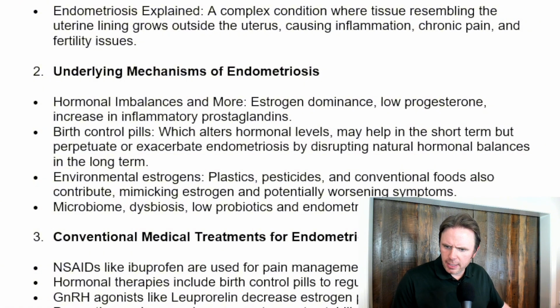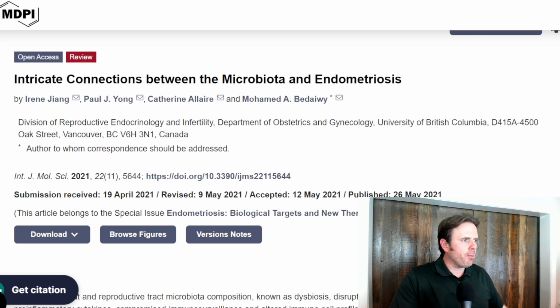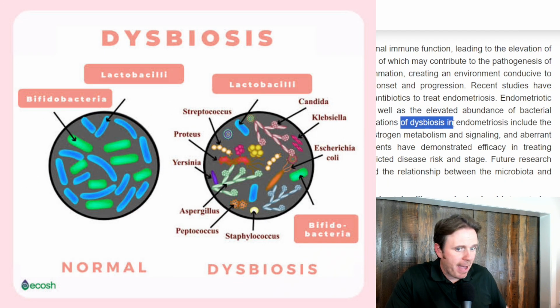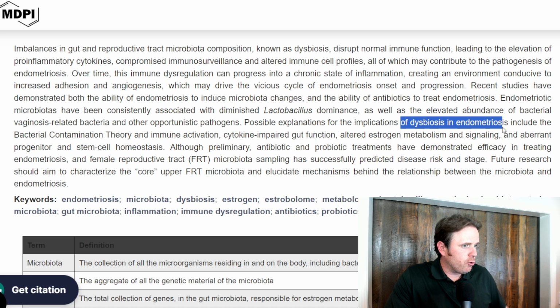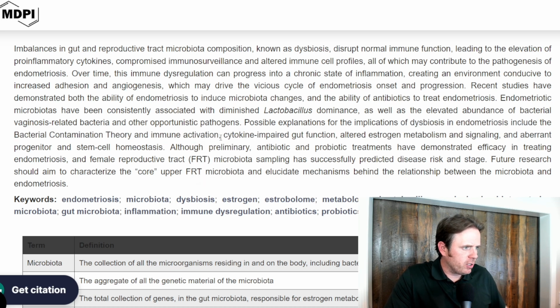Let me pull up this study here for you guys to see. I'll pull that one up in just a second so you guys can see it. It's quite fascinating. Okay, this is the one looking at the connection between microbiota and endometriosis. So it's looking at possible explanations and the implication of dysbiosis, that's bad bacterial overgrowth, and endometriosis, including the bacterial contamination theory, and how it impacts the activation of cytokines and altered estrogen metabolism.